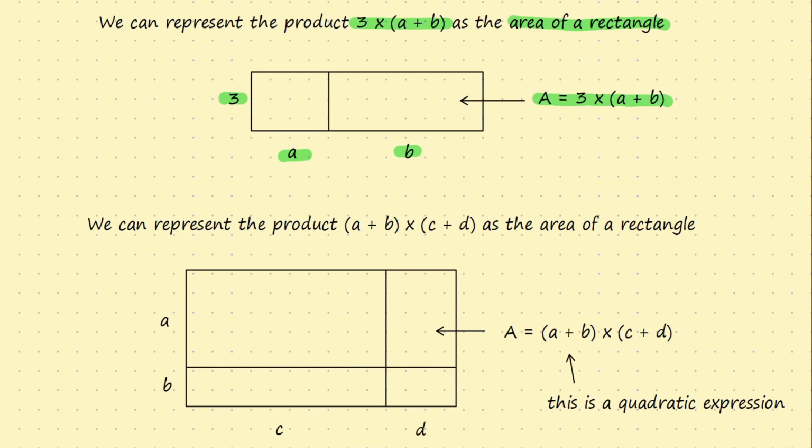We can represent the product a plus b times c plus d as the area of a rectangle with sides a plus b and c plus d. So we have a rectangle with sides a plus b and c plus d, and its area represents the product a plus b times c plus d, and an expression of that form is called a quadratic expression.